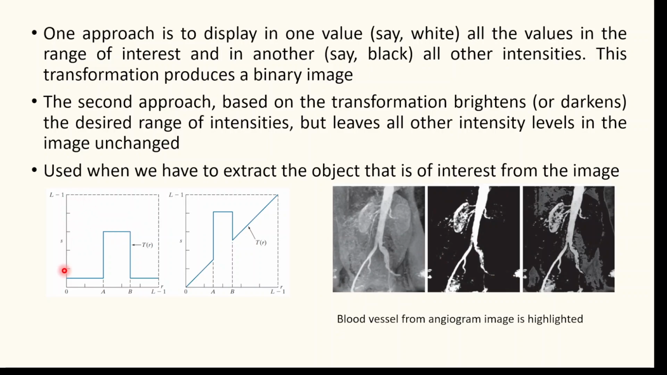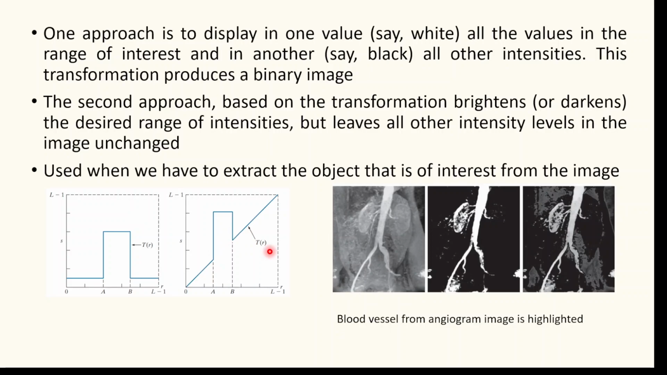So the same is represented with a graphical representation here. My transformation function T of R within the range of interest, that is within the threshold level between A and B, is shown in a particular intensity, and all the remaining are reduced to black. Now let us look into the second approach.